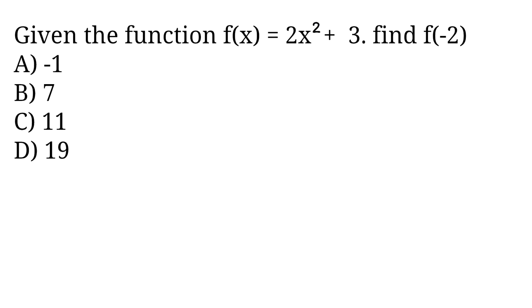Given the function f of x equals 2x squared plus 3, find f of negative 2. A, negative 1. B, 7. C, 11. D, 19. To find f of negative 2, we need to substitute negative 2 for x in the function. Wherever you see x, just replace it with negative 2.